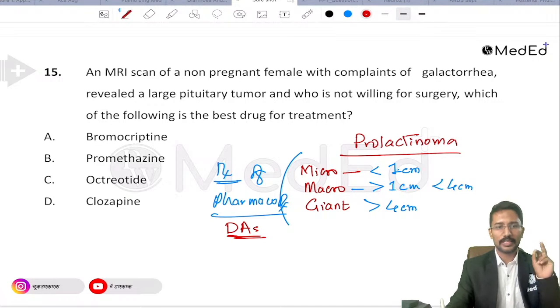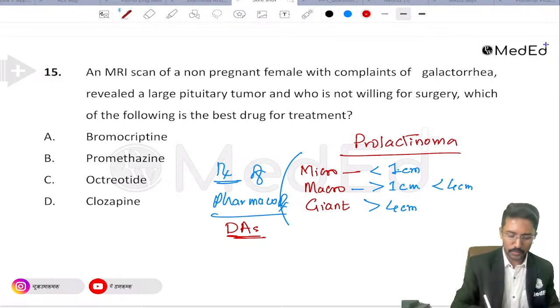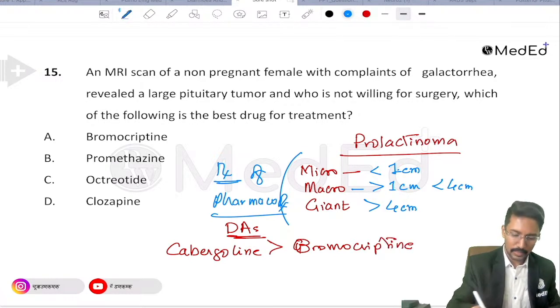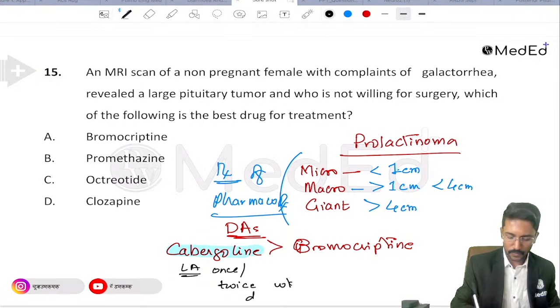And the drug of choice are obviously dopamine agonists. Two commonly used drugs are cabergoline and bromocriptine, right? And you have to remember that cabergoline is preferred over bromocriptine. Why we prefer cabergoline over bromocriptine? The reason for that is cabergoline is long acting. It is long acting, right? Once or twice a week dosing is enough.